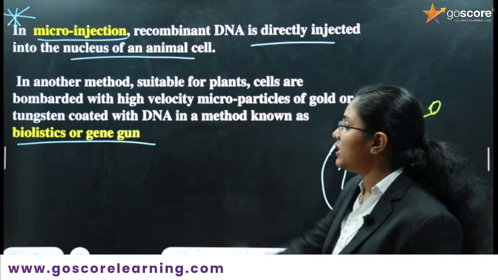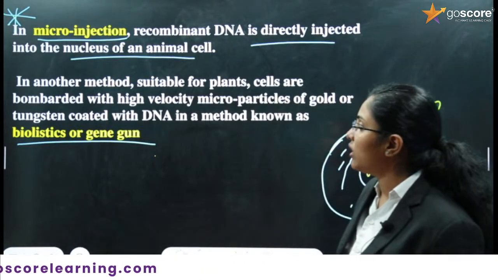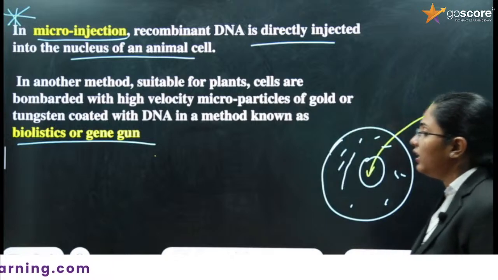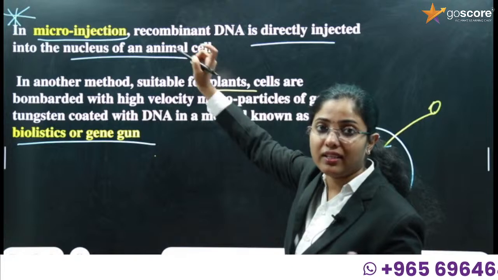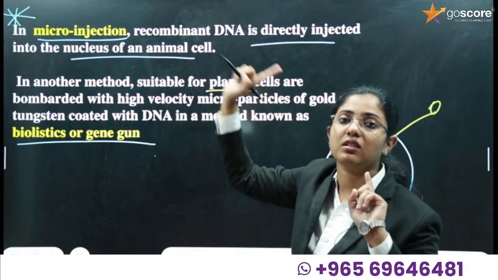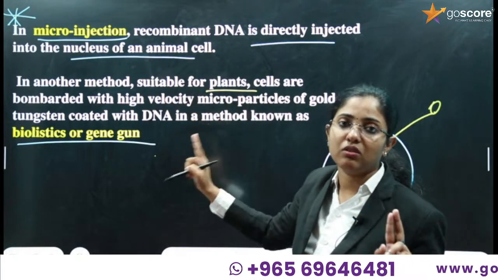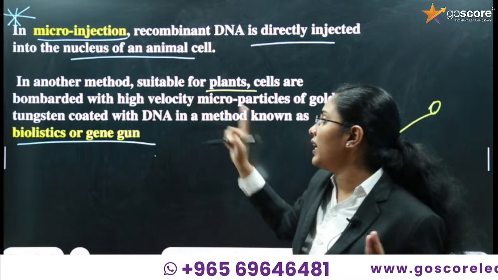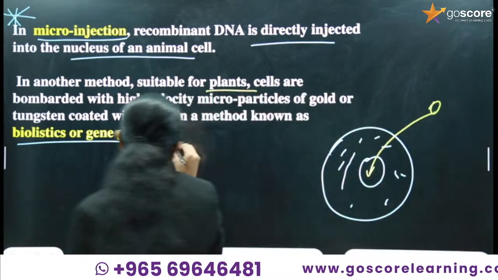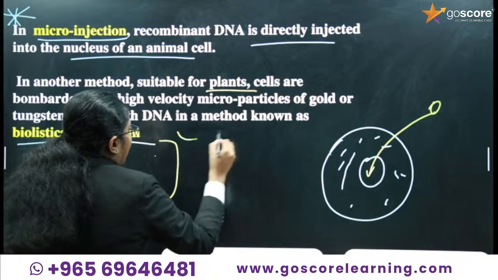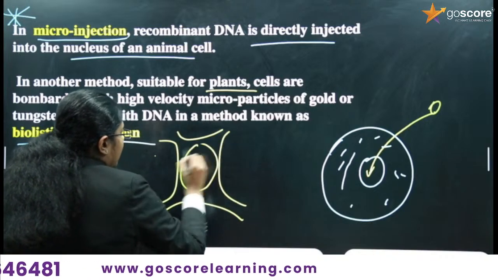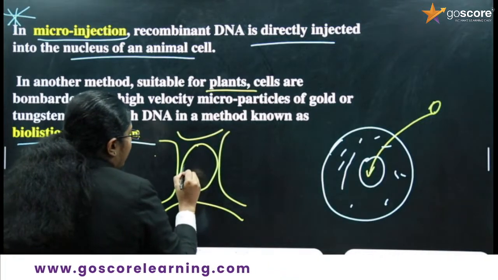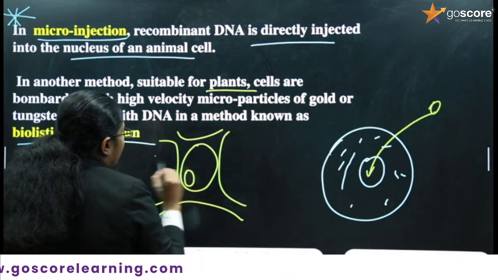Next is biolistic or gene gun. What is it? It is suitable for plants. Microinjection is given to animal cells, whereas biolistic or gene gun is given to the plant cell. In a plant cell, a cell wall is present, inside the cell wall is the cell membrane, and inside the cell membrane towards the peripheral region the nucleus is present.